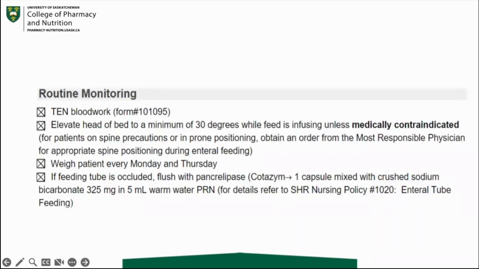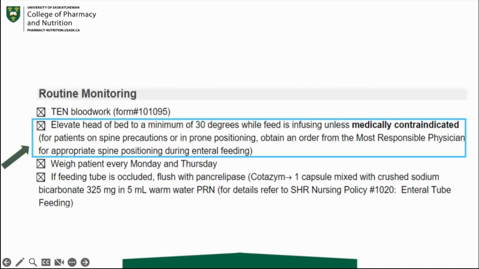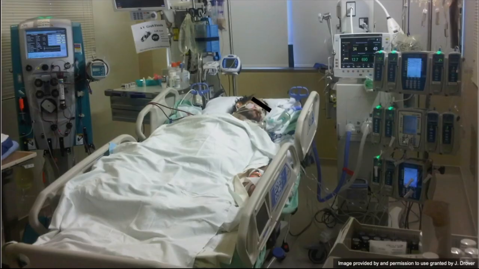Coming back to the standard EN order form used in the Saskatoon Health Region, as you can see in the box, it is standard protocol for a patient's head of bed to be at least 30 degrees. The protocol also outlines the steps for nursing staff to follow in the event keeping the head of bed elevated is contraindicated. We noticed that Jonathan Doe's head was at the same height as the rest of his body and that he appeared to be laying flat.